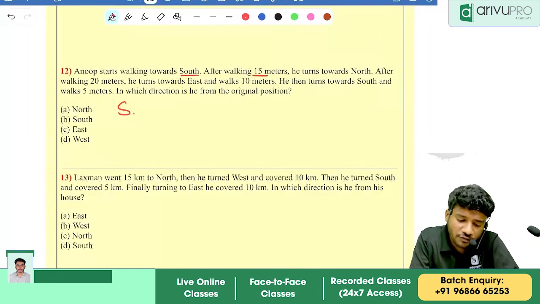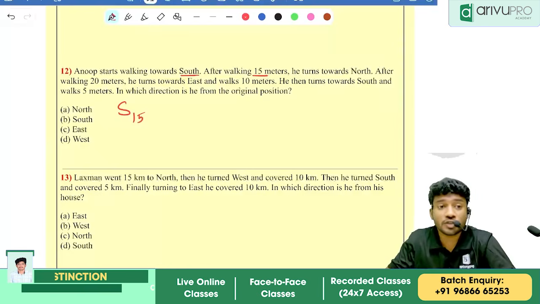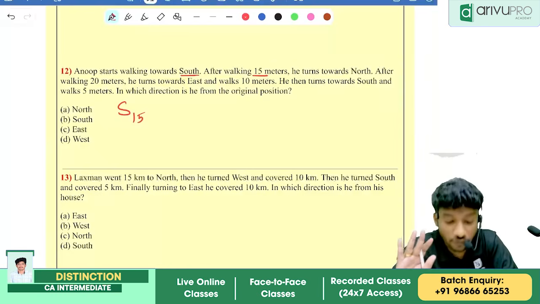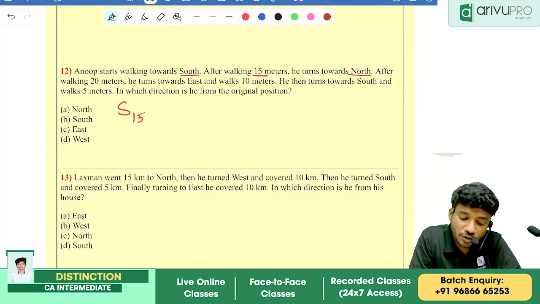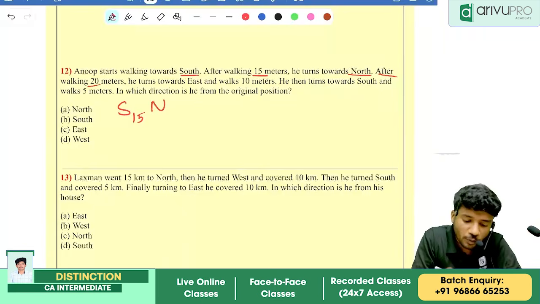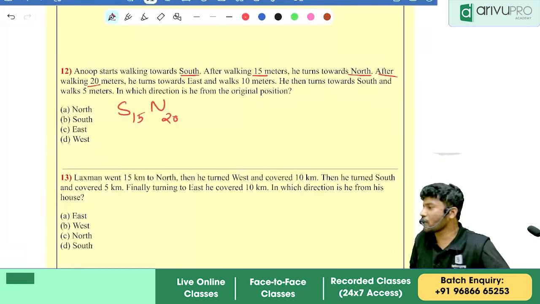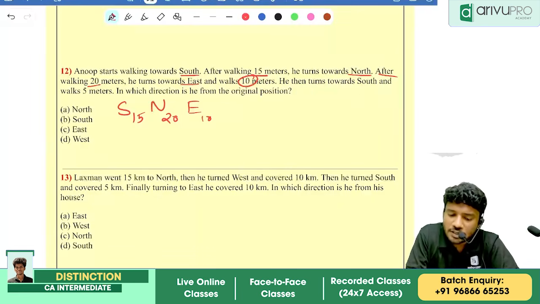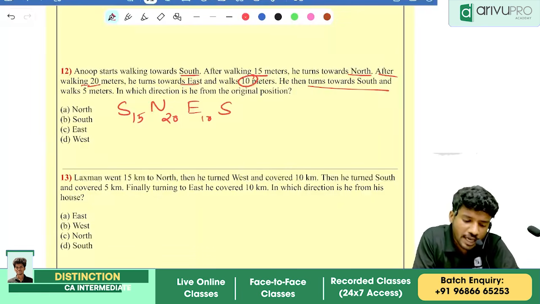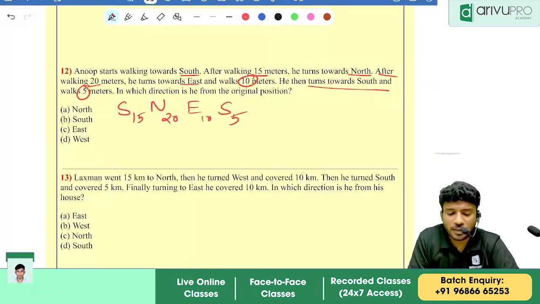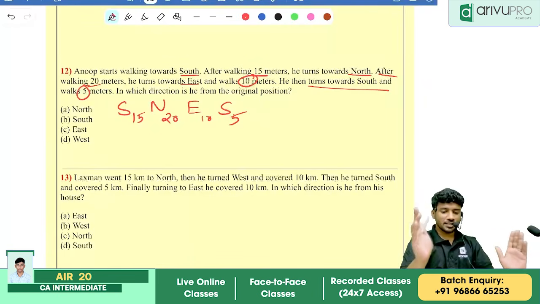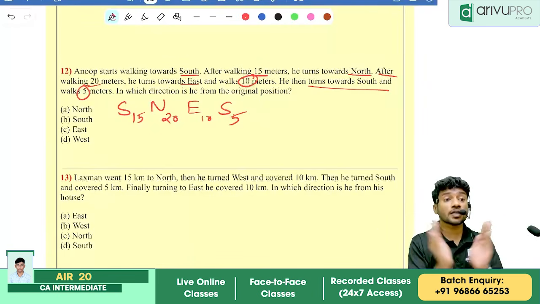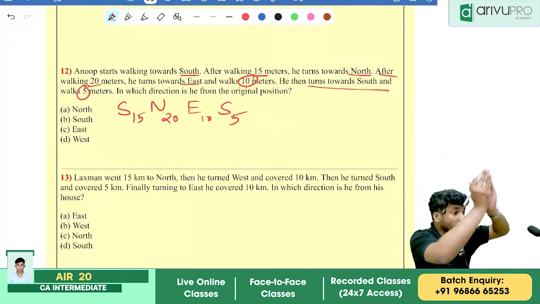After walking 15 meters, that means in the south direction, how many meters he walked? 15 meters. He turns towards north. After walking 20 meters, that means in north direction he walked 20 meters. He turns towards east and walked how many meters? 10 meters. Then he turns towards south again and walked how many meters? 5 meters.